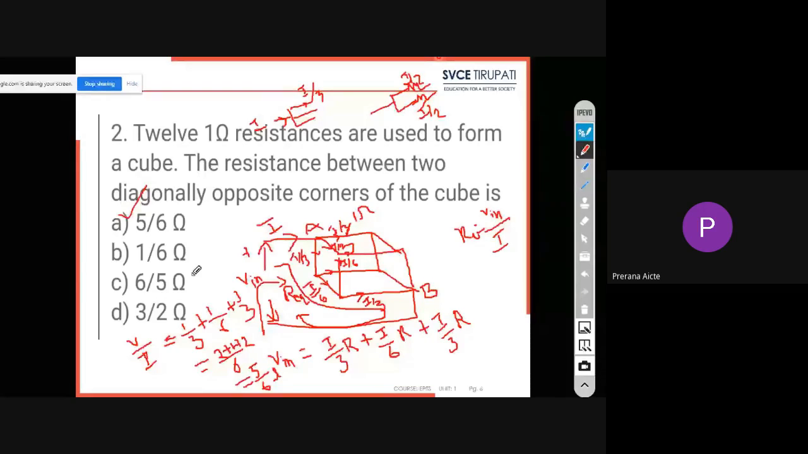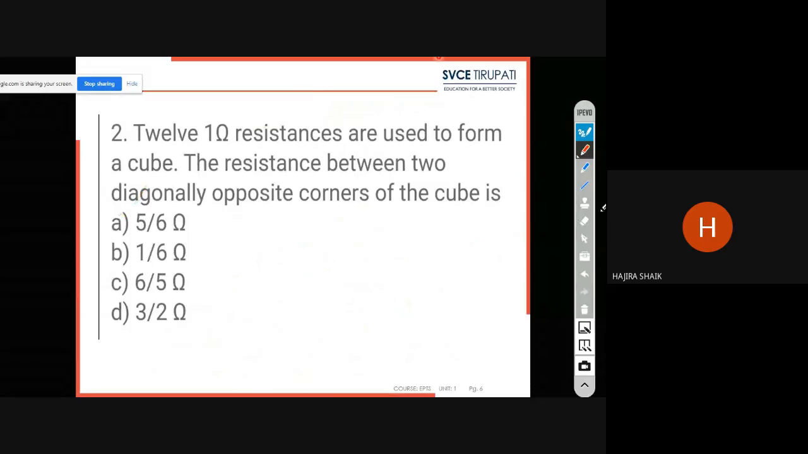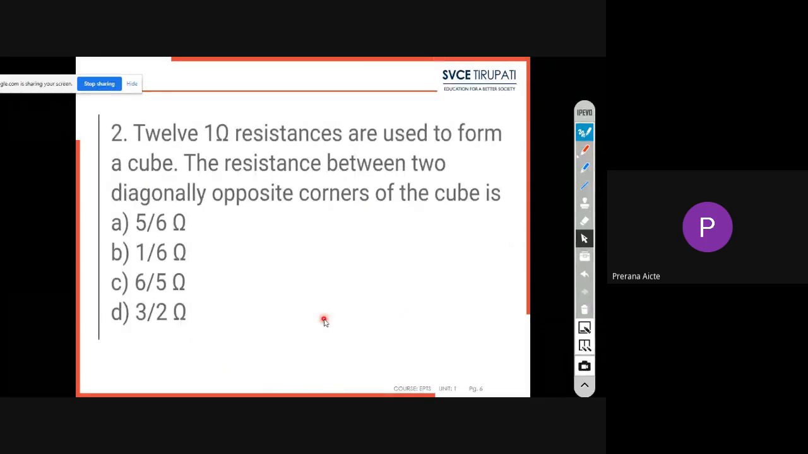Is it okay or any doubts? To solve these types of problems, we need to assume one cube. We need to apply KVL at the first loop only. Then only we can get the equivalent resistance between A and B. Is it okay? Shall I go to the next problem?